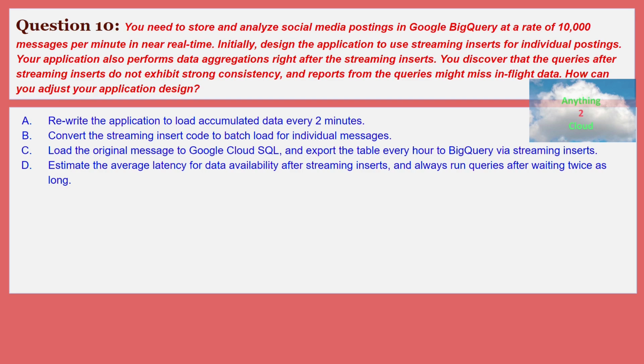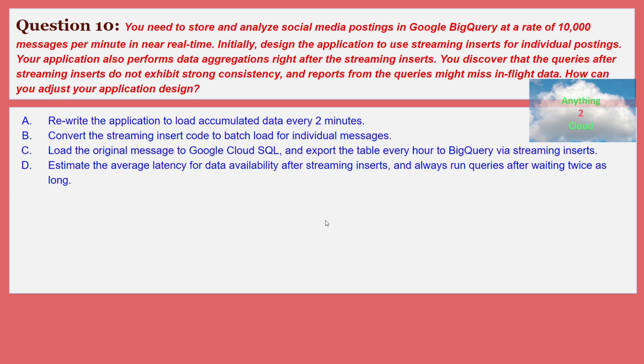Options are, the first one is rewrite the application to load accumulated data every 2 minutes. Second option is convert the streaming insert code to batch load for individual messages. Third option is load the original message to Google Cloud SQL and export the table every hour to BigQuery via streaming inserts. The fourth option is estimate the average latency for data availability after streaming inserts and always run queries after waiting twice as long.